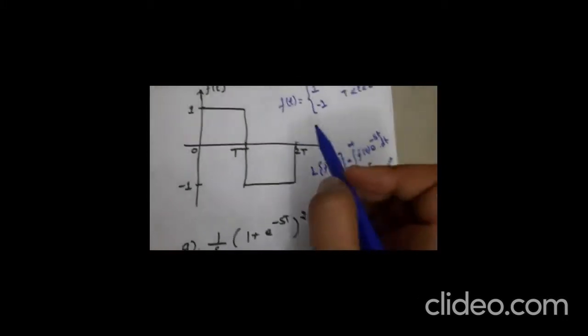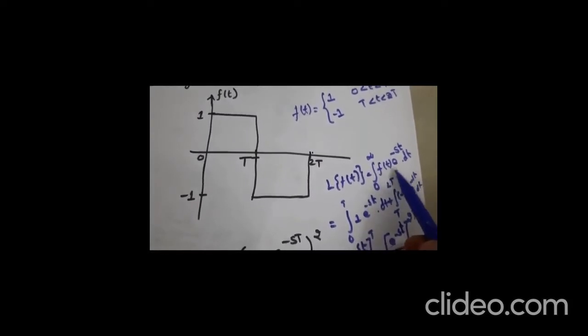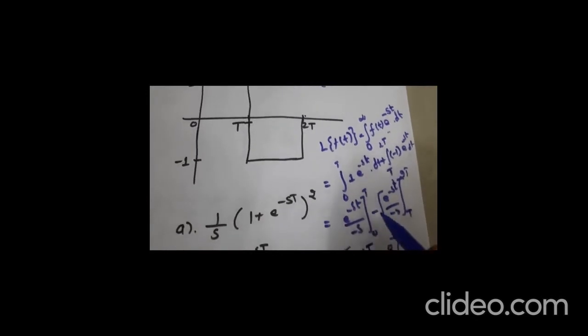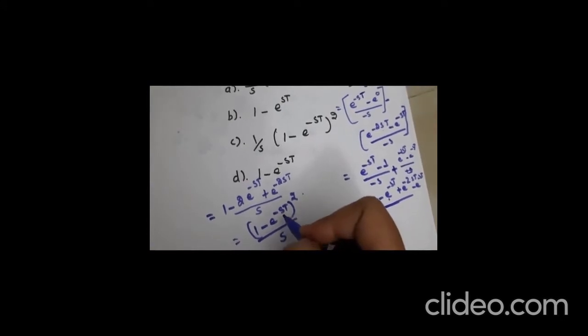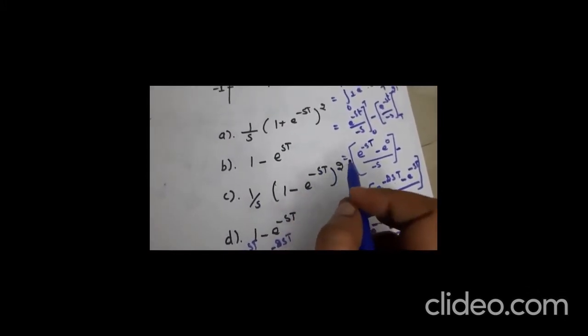So the steps here are: find the equation of this square wave first, and take the Laplace transform using this equation, that is, the Laplace transform of the signal is the integral from 0 to infinity of f of t e to the power minus st dt, and we know f of t and also the time interval. Put all those things in and solve, and we will get the result 1 minus e power minus st the whole square divided by s. So here the answer is 1 divided by s into 1 minus e power minus st the whole square, with the minus sign. So C is the answer.